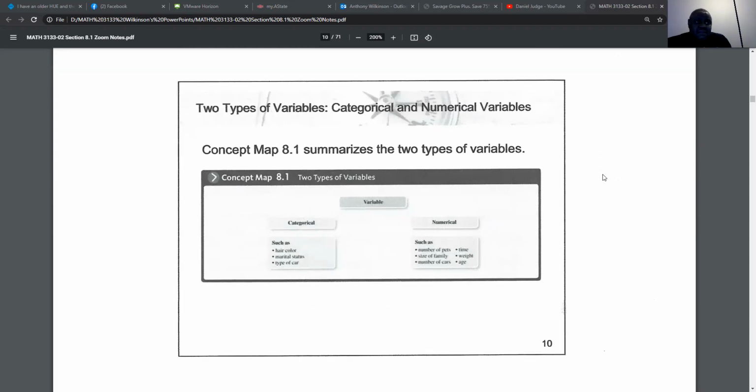Okay. Now, in this next slide that you see here are the two types of variables. Categorical, well, they have the representation of the concept map. The categorical variables are things like marital status, the type of car, hair color. Numerical is going to be things that can be counted or measured, such as the number of pets, the size of the family, the number of cars, time, weight, and also age, believe it or not, is numerical or continuous.